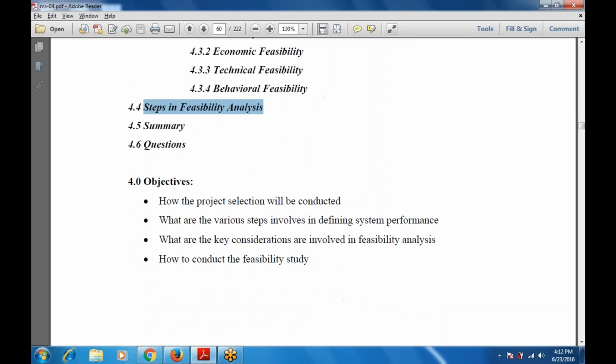So what is the main objective of this chapter? The first point is how the project selection will be conducted, that is, how the project is selected, or why we are selecting the project.